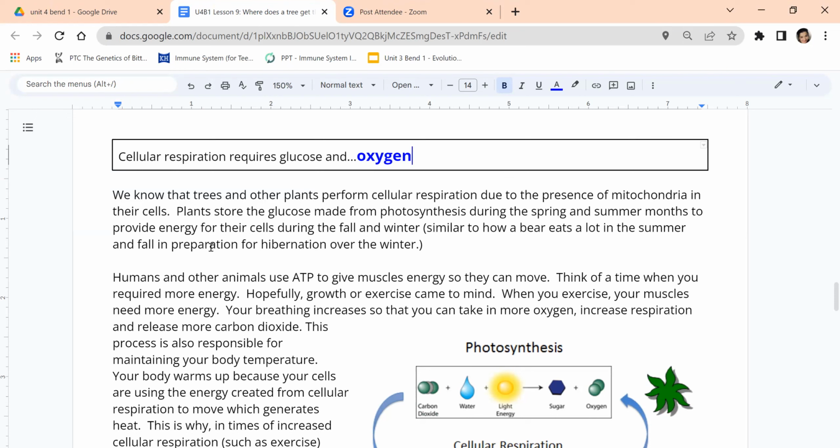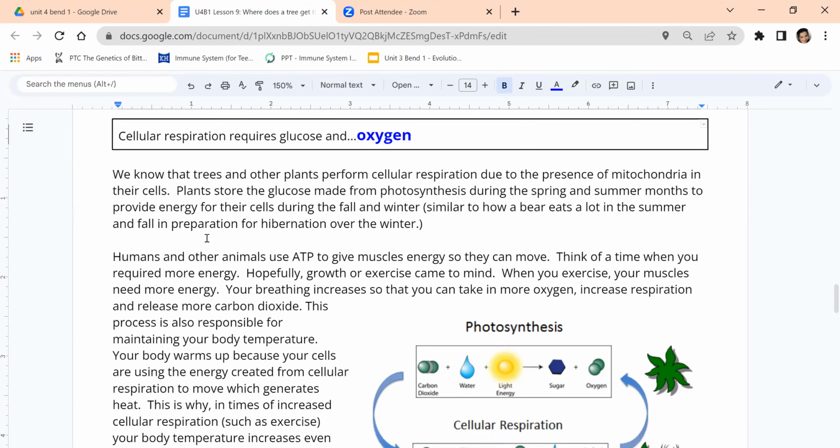Similar to how a bear eats a lot in the summer and fall in preparation for hibernation in the winter, plants basically hibernate through the winter. They lose their leaves, and so they can't do photosynthesis without their leaves. And so they store a lot of the glucose that they make in the spring and the summer so that they can survive in the fall and the winter.